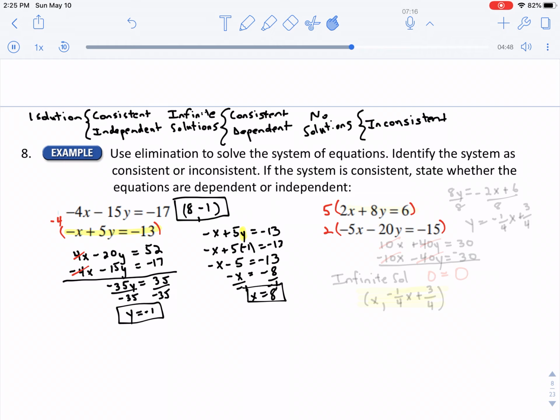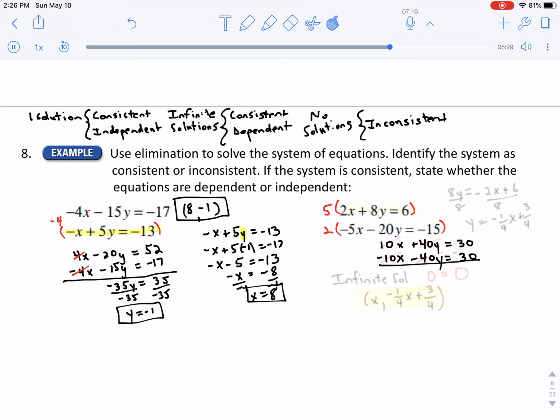So in the top equation, I'm going to get 10x plus 16y equals 30. I don't know why I said 16. Should be a 40. And then distribute the 2, and I get a negative 10x minus 20y equals 30. And again, my brain just isn't working right today. I've got a 2 times negative 20, which is a negative 40y.